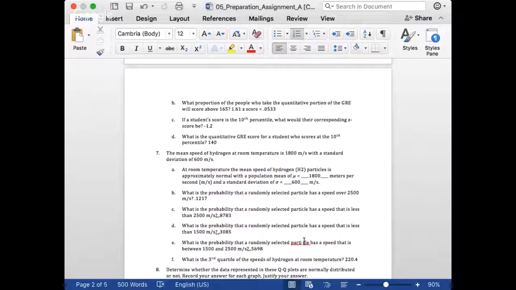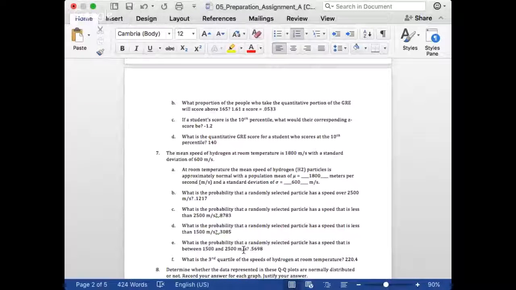Yep. E is a little tricky. You basically take your 2 z-scores and then you put them into your boxes on the bottom, and that will give you the area. Yeah. So exactly what you want to do is find 2,500, get everything below it, so you get that probability, and then you find 1,500, which we already found. Find everything below that. That'll give you your area. And then you're going to subtract the smaller one from the bigger one.